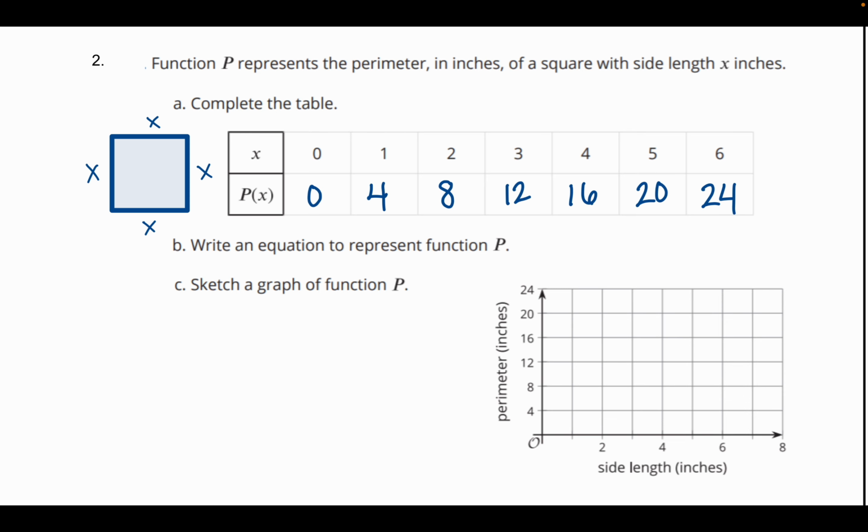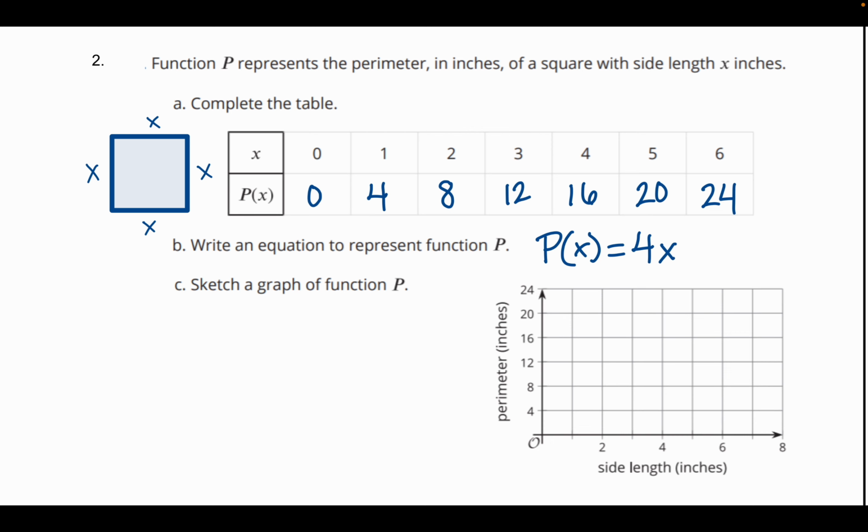Now, if we want to write an equation to represent that function, this is increasing by 4 each time, but it's also taking our input value and multiplying it by 4. So I'm going to say that for this one, I would say P of x is equal to 4x, or 4 times x. That's going to be my function.